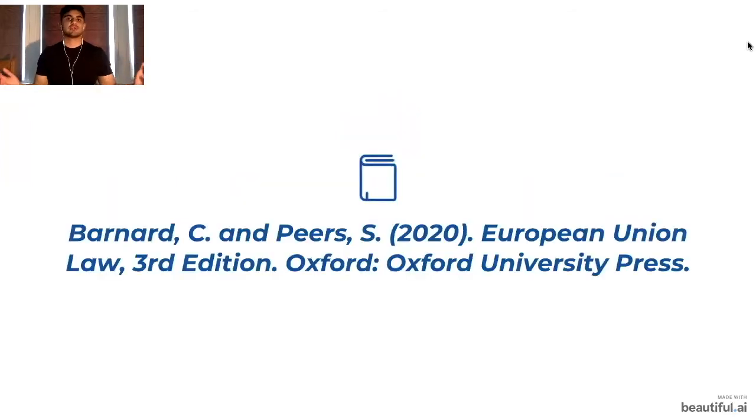I'll reference this textbook throughout the entire course. It's European Union Law by Christine Barnard. And the reason why I love this textbook is because every single chapter is written by an expert instead of the same author. And so I've gotten most of my information from here. So if you're interested in going into a bit more detail on this course, feel free to check out this textbook.